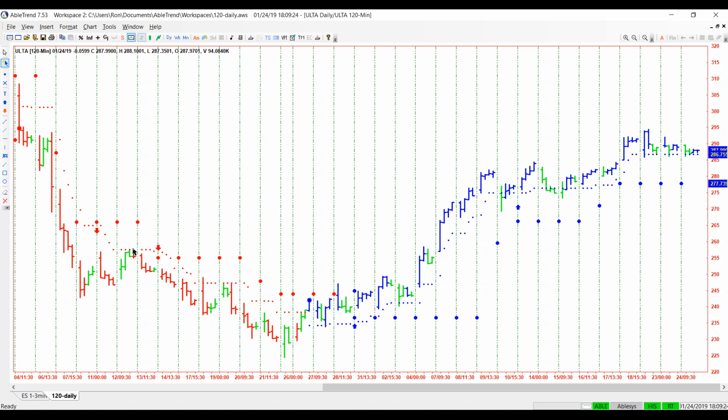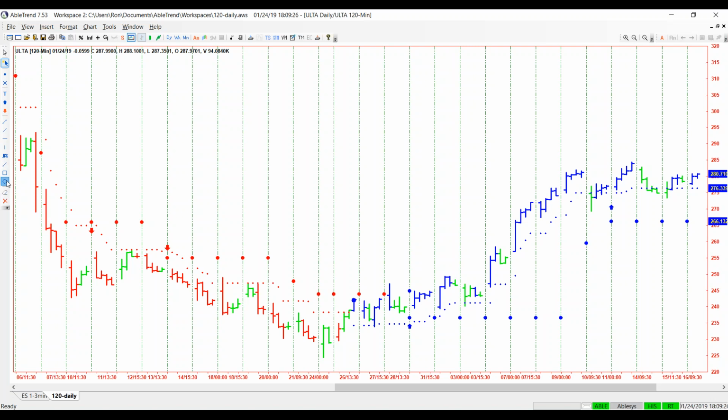Then you can get short again here. That's a perfect sweet spot right there, because you're right near the red dot. That's what a sweet spot is. When you're right near the red dot, small red bar, small red dot, big red dot, there's the triple confirmation we need to make a trade.